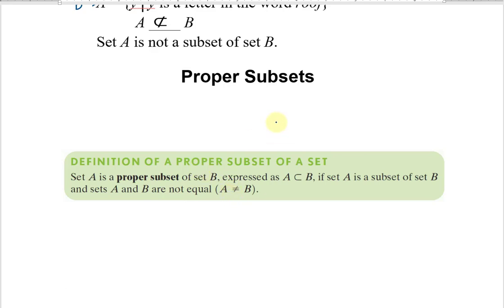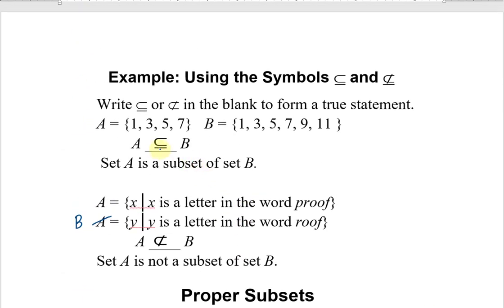Okay, so A is a proper subset of B when all the elements of A belong to B. So set A is a subset of B. However, there is one more requirement. Set A and set B cannot be equal. That's why we don't have the line of equal underneath that, as you saw earlier.